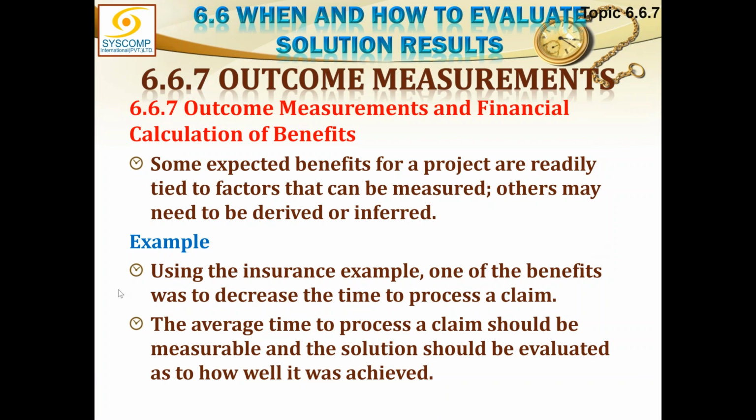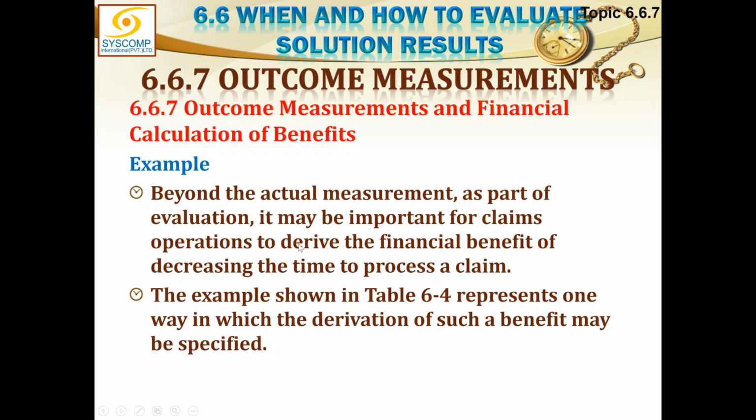Okay, moving ahead. I was saying some expected benefits for a project are readily tied to factors that can be measured, others may need to be derived or inferred. For example, using an insurance company example, one of the benefits was to decrease the time to process a claim. The average time to process a claim should be measurable and the solution should be evaluated as to how well it was achieved. Beyond the actual measurement, as part of evaluation, it may be important for claims operations to derive the financial benefit of decreasing the time to process a claim. The example shown in table 6.4 represents one way in which the derivation of such a benefit may be specified.